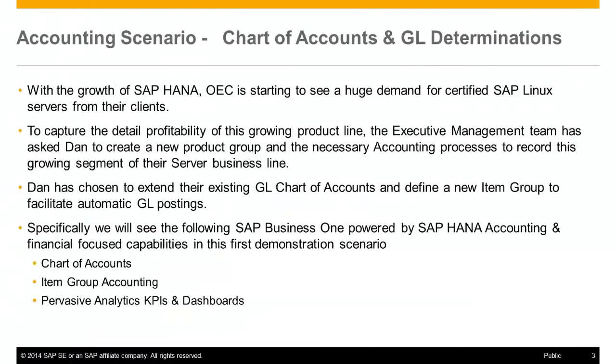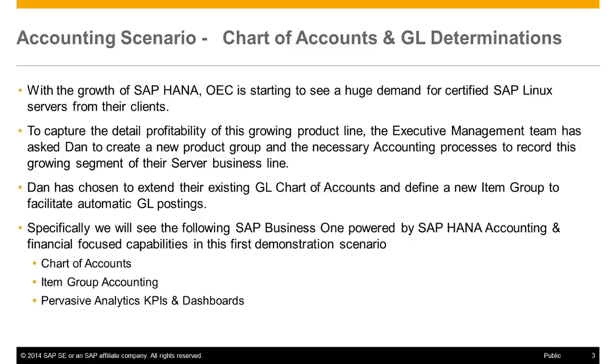Accounting Scenario 1. With the growth of SAP HANA, OEC is starting to see a huge demand for certified SAP Linux servers from their clients. In the last several months, the sales of these servers are becoming a significant portion of the overall OEC business. To capture the detailed profitability of this growing product line, the executive management team has asked Dan to create a new product group and the necessary accounting processes to record this growing segment of their server business line.